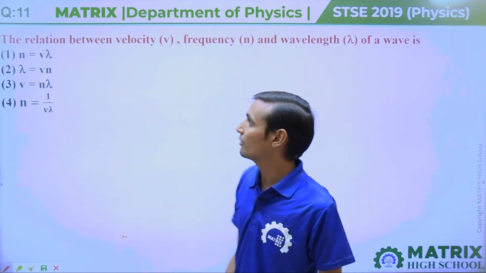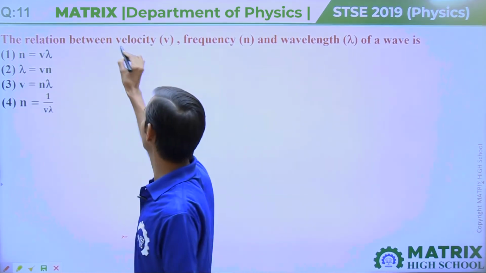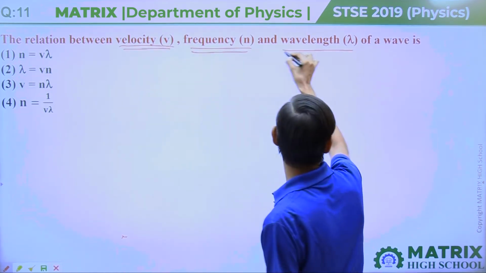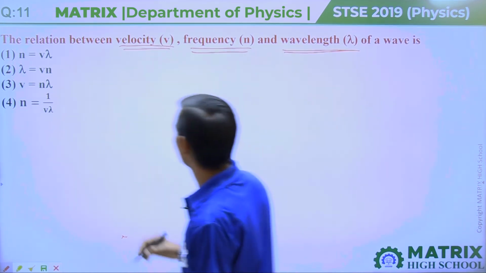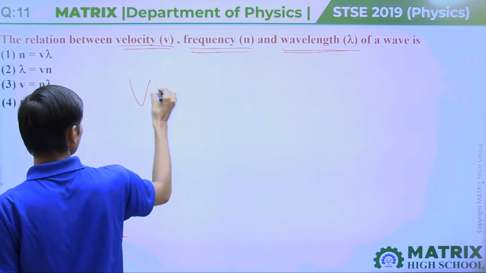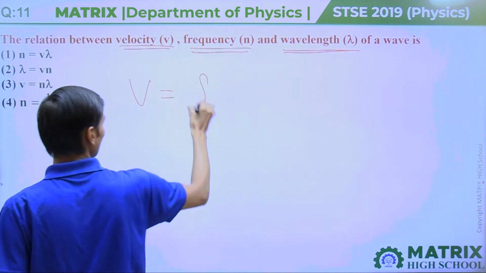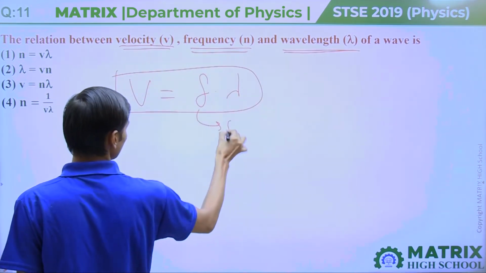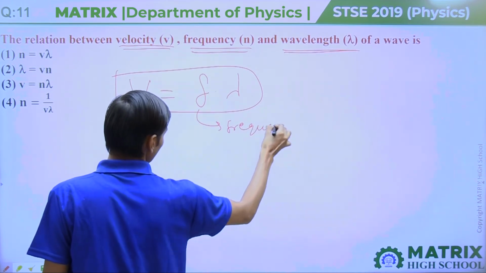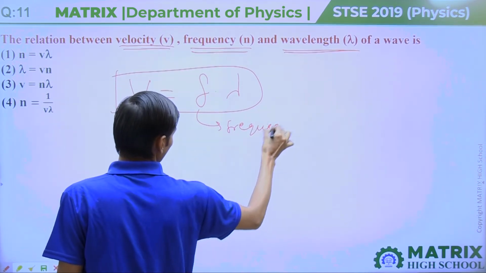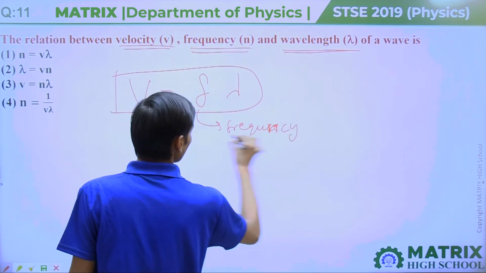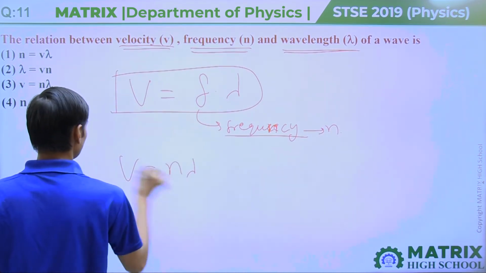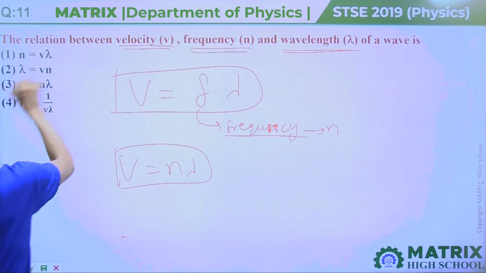Next, question number 11. In this question, the relation between the velocity V, frequency N and wavelength lambda of a wave should be V equal to F lambda, where F is frequency. Here frequency is denoted by N, so V equal to N lambda. So your answer will be option third.